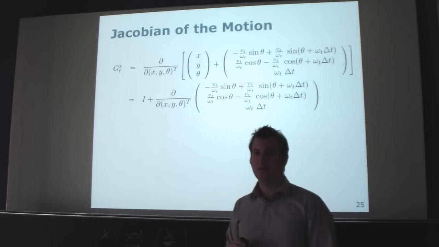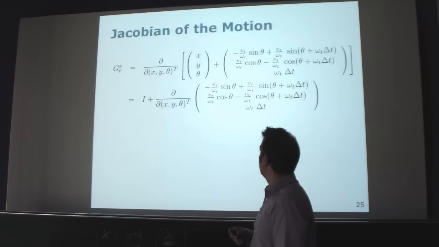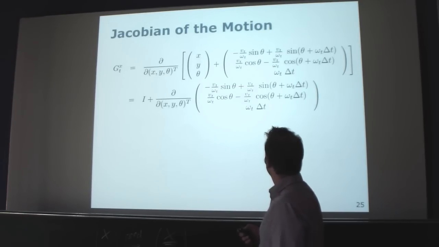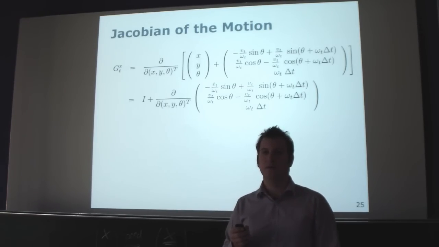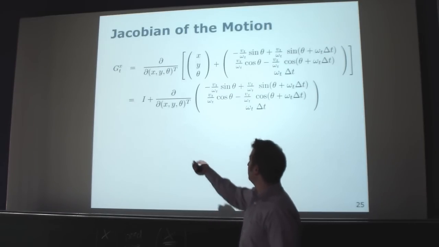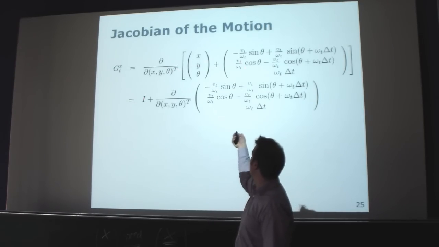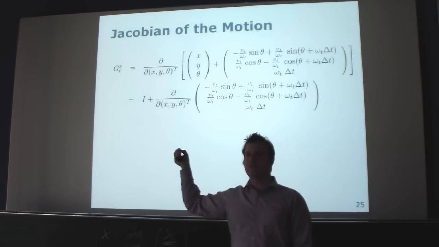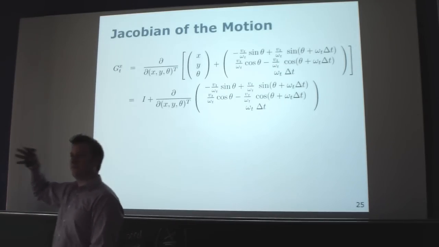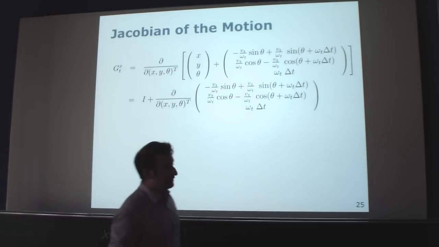What about times x, y, theta in the second part? Sorry? Because you have a sum, right? Yes. So this again stays a sum. There's a sum of 2 terms. And I compute the derivative by computing the derivative of the individual terms and summing them up.